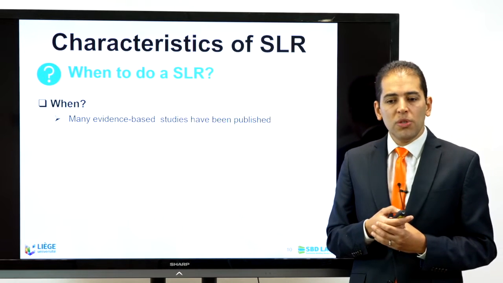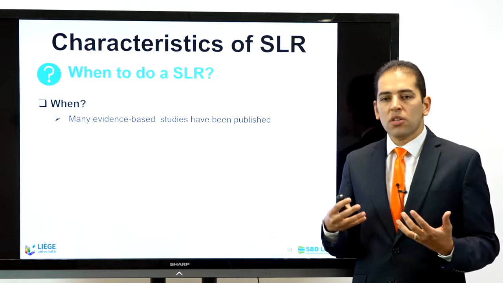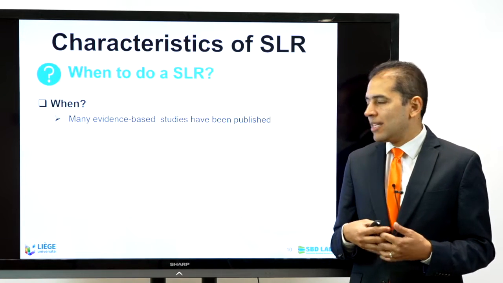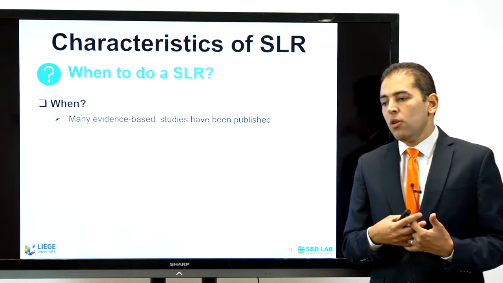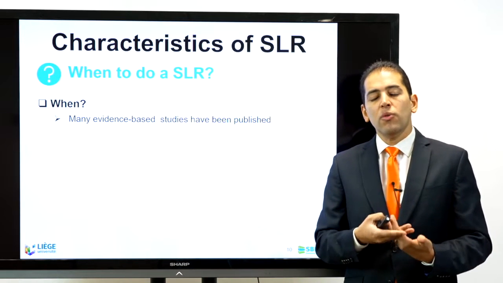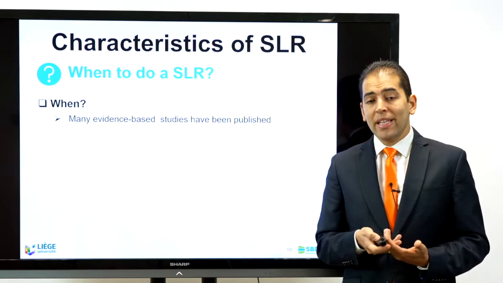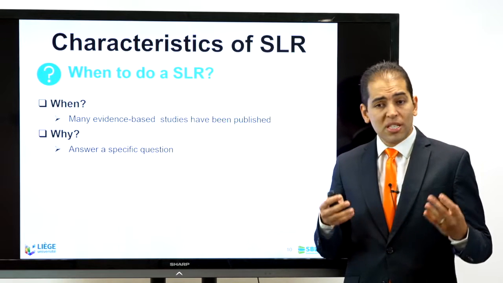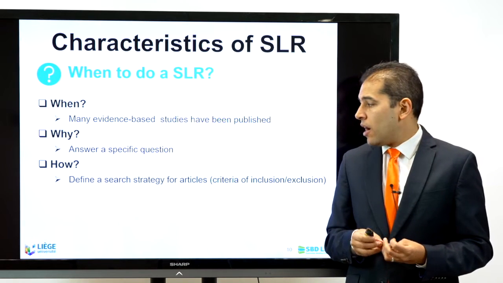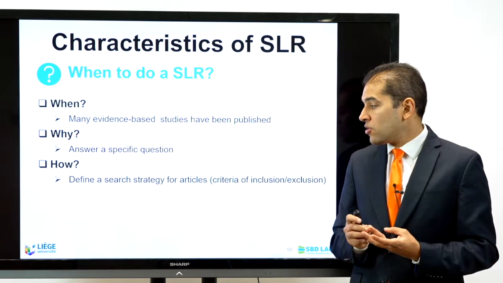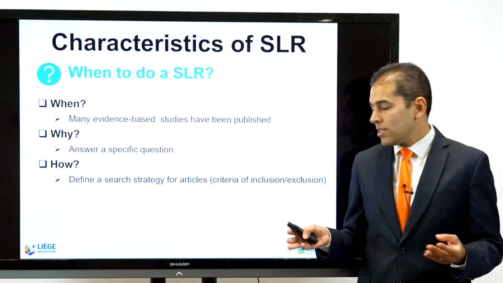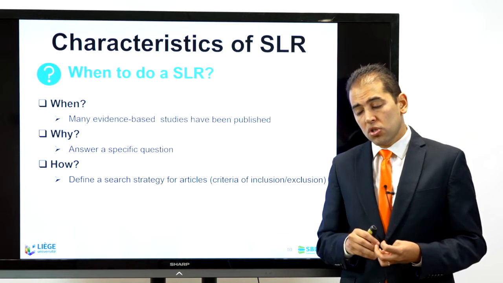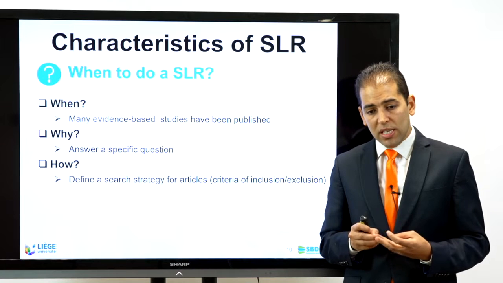Now, when do we do a systematic literature review? When should I say I can do it? Well, when you have many evidence-based studies that have been published in a certain domain. We do systematic literature review only when there is already a body of knowledge and there is a confusion about certain aspects. Why should we conduct it? To answer a specific research question. And how can we conduct it? By defining a research strategy for articles and having inclusion criteria and exclusion criteria so that we can start to pick up the research that will fall within our investigation.